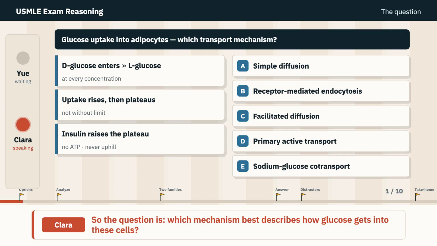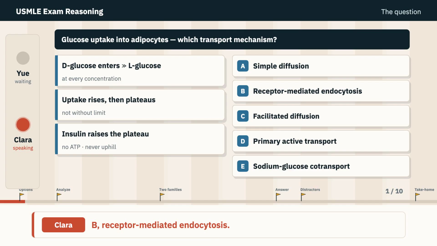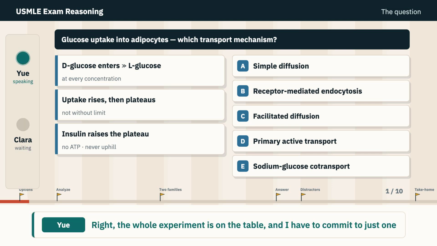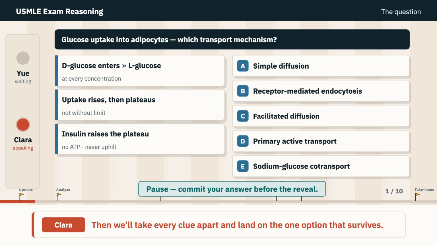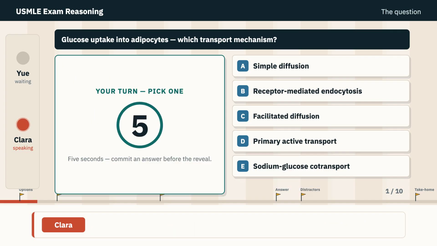A. Simple diffusion. B. Receptor-mediated endocytosis. C. Facilitated diffusion. D. Primary active transport. E. Sodium glucose cotransport. Right, the whole experiment is on the table, and I have to commit to just one mechanism. Exactly. Pause here and say your answer out loud before we start. Choosing first is the part that actually builds the memory. Then we'll take every clue apart and land on the one option that survives.